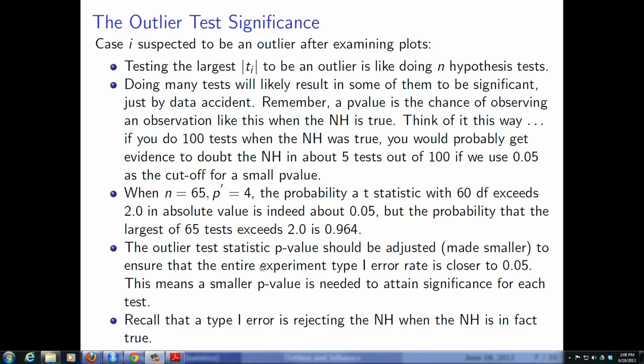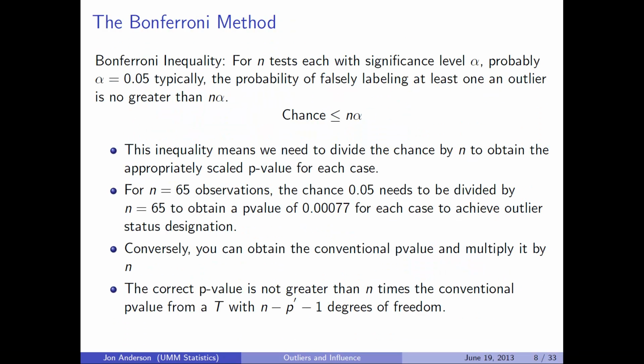That means we need to adjust this testing procedure to account for the fact that things like this are going to happen. We need to change the procedure so that the type 1 error rate is closer to 0.05. And that means we basically need to have a smaller p-value occur in order to make a judgment that we would have doubts about the null hypothesis of a case not being an outlier. Remember that a type 1 error is rejecting the null hypothesis when the null hypothesis is true. And the way we typically do this adjustment is to use the Bonferroni inequality.